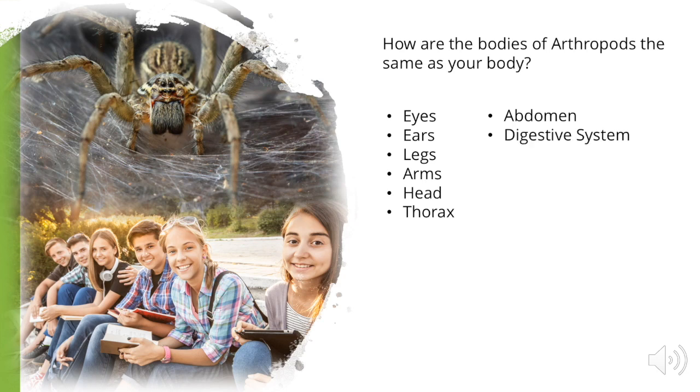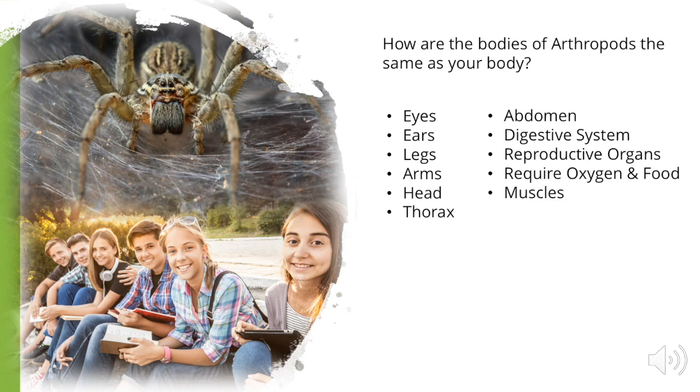We have an abdomen, right? We have a digestive system, so do they. Reproductive organs require oxygen and food to survive. They have muscles, so do we. They have a brain, so do we. They have a nervous system, so they feel pain like we do.